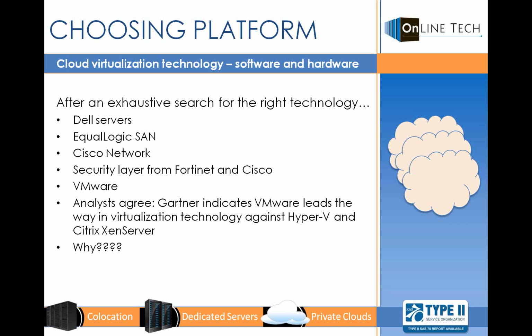And after extensive testing, Online Tech chose VMware for its virtualization layer. While Microsoft's Hyper-V and Citrix XenServer have matured, VMware, we feel, has the most mature, stable, and scalable virtualization platform compared to other vendors. And even analysts at Gartner admit that Hyper-V is underperforming against their expectations. Even in markets where Hyper-V was supposed to make an impact, like the mid-size market, VMware is still gaining new ground and new customers. So since the virtualization layer is so critical to cloud architecture, let's spend a few more minutes on why VMware was chosen as the platform.